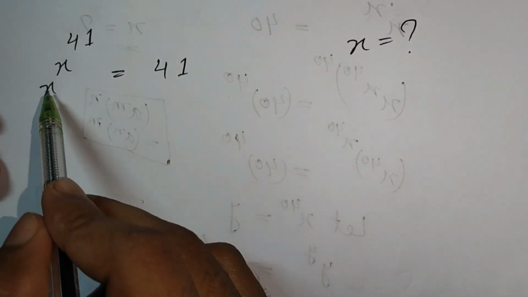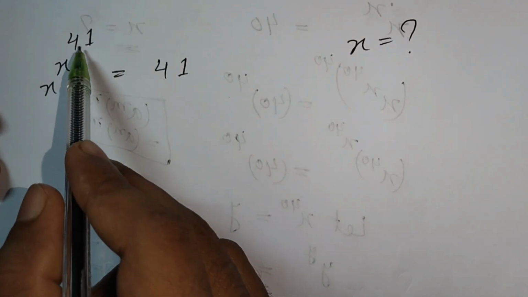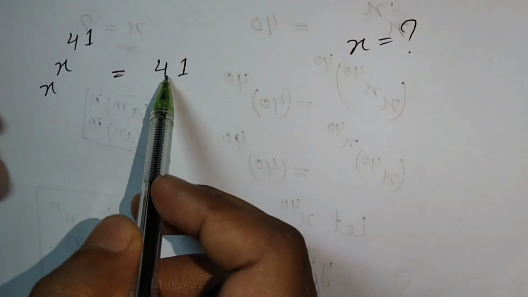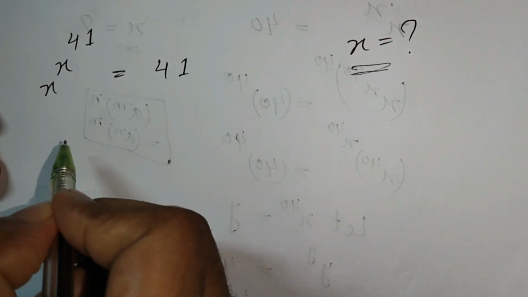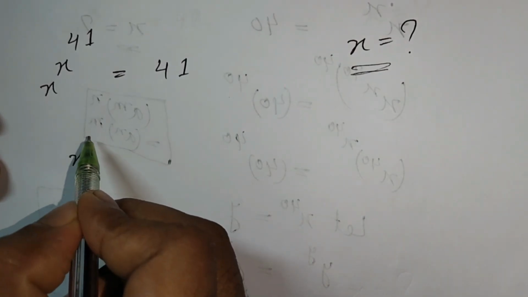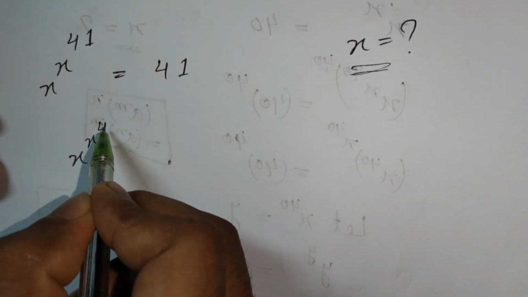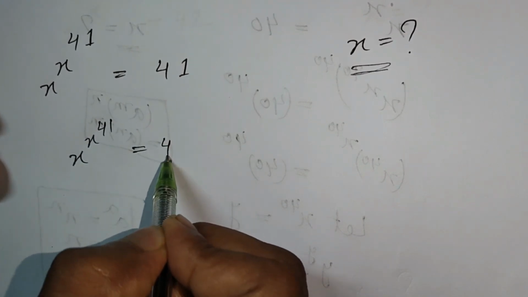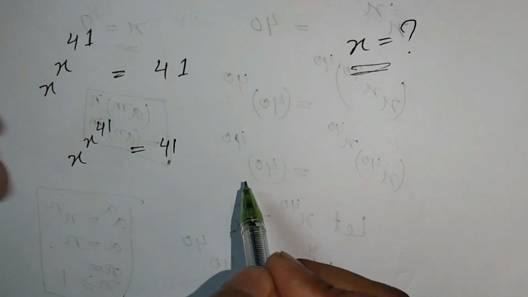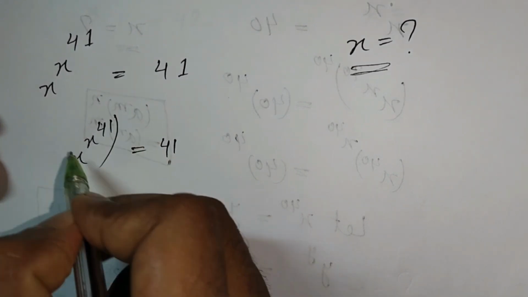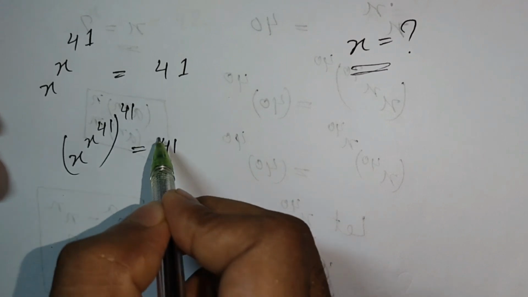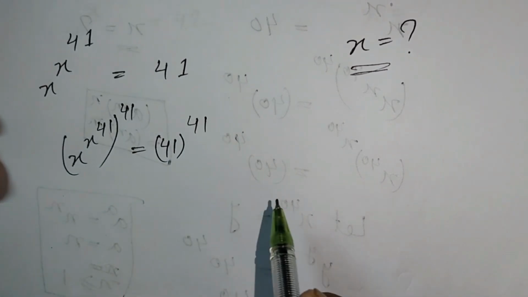How to solve x power 41 is equal to 41. Now I describe what is the value of x. First of all, x power 41 is equal to 41. Now we multiply by power of 41 in both sides. 41, 41.